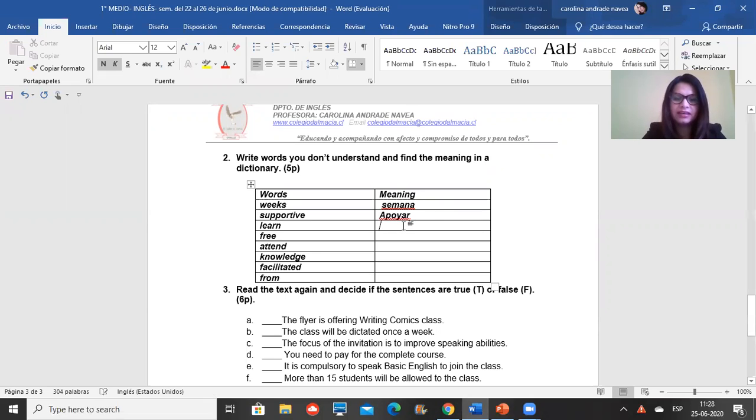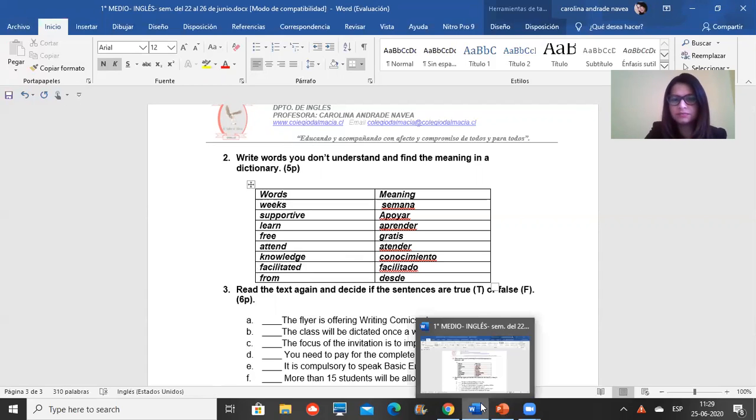Then we have learn, which is aprender. Free, which is gratis. Attend, that's atender. Knowledge, conocimiento. Facilitated, facilitado o atendido por, okay. Facilitado. Okay, and from desde.